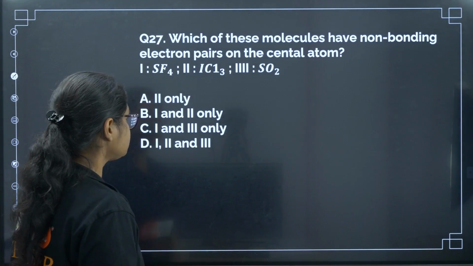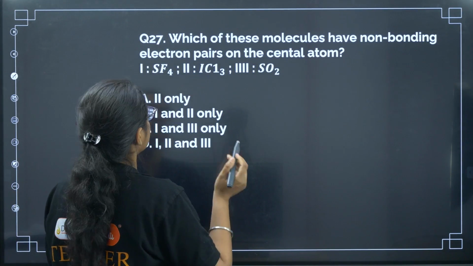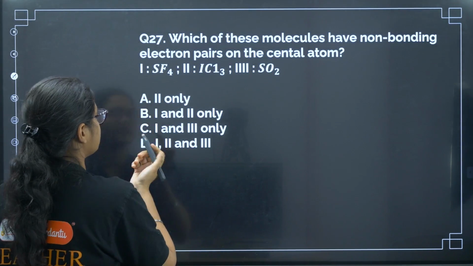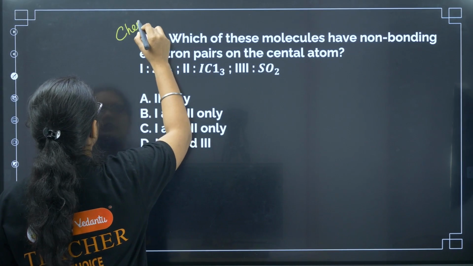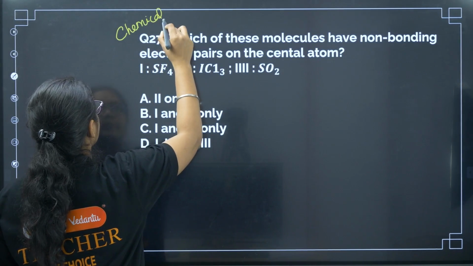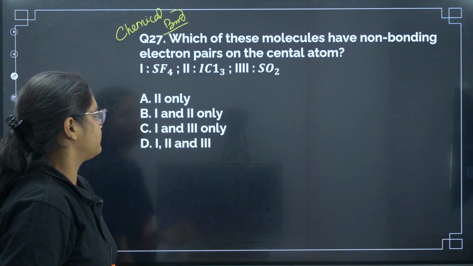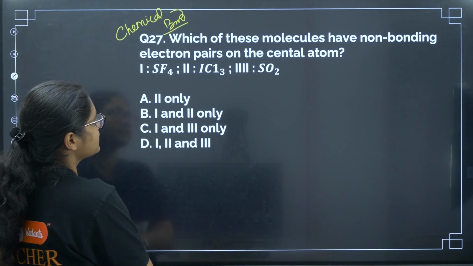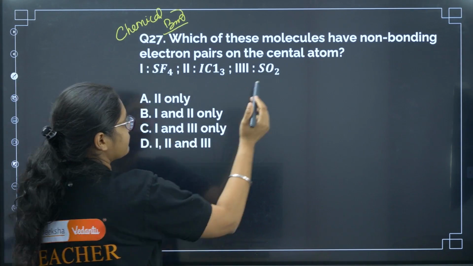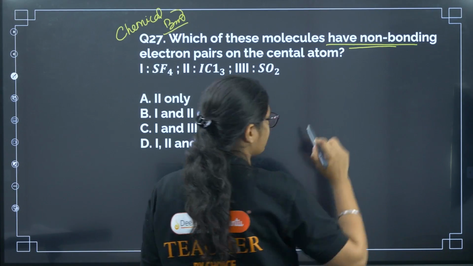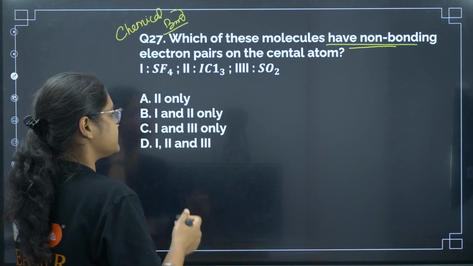Next, which of these molecules have non-bonding electron pairs on the central atom? This question is from your chemical bonding. So it doesn't have any non-bonding electron pairs, so we have to see the structure. Which of the following molecules have lone pairs? So we have to draw all the structures and check.